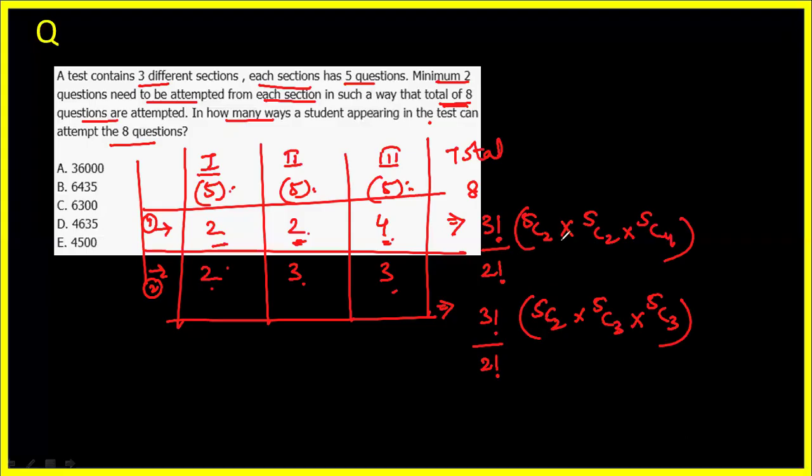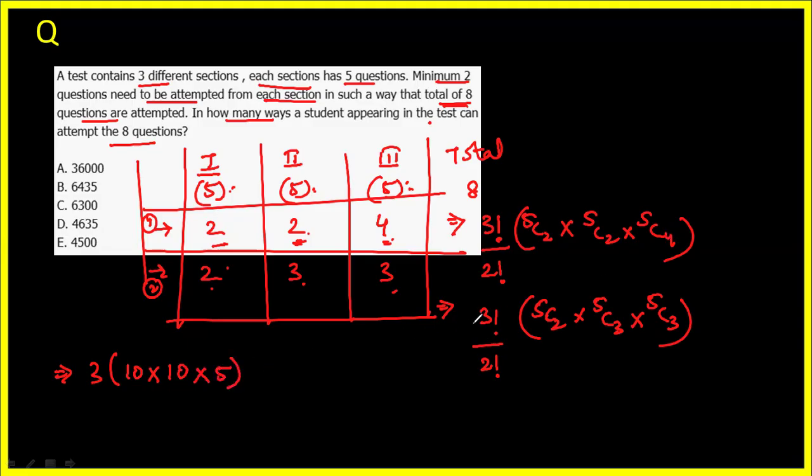Okay, so now what we have to do is simplify. So what will be the first case? First case, 3 factorial upon 2 factorial. What is 3 factorial upon 2 factorial? That is going to be 3, right? 5C2, what is 5C2? That is 5 times 4 divided by 2, that is 10, multiplied by 5C2, which again comes out to be 10, multiplied by the third term, 5C4, that is 5.